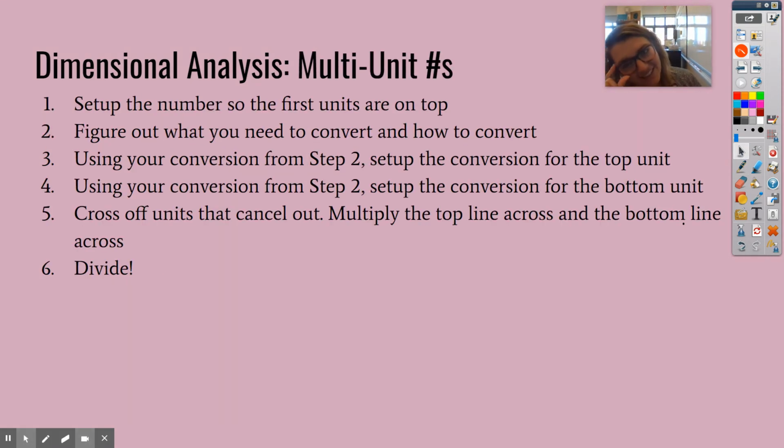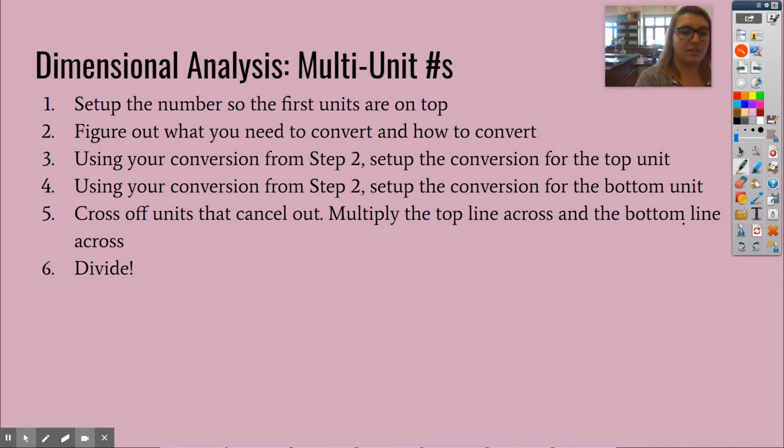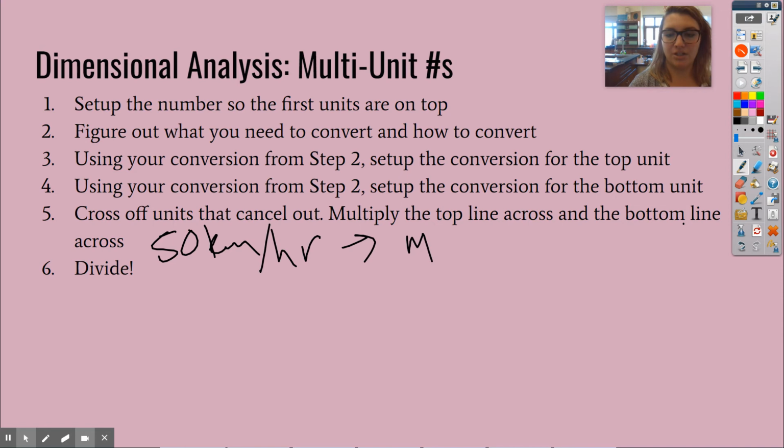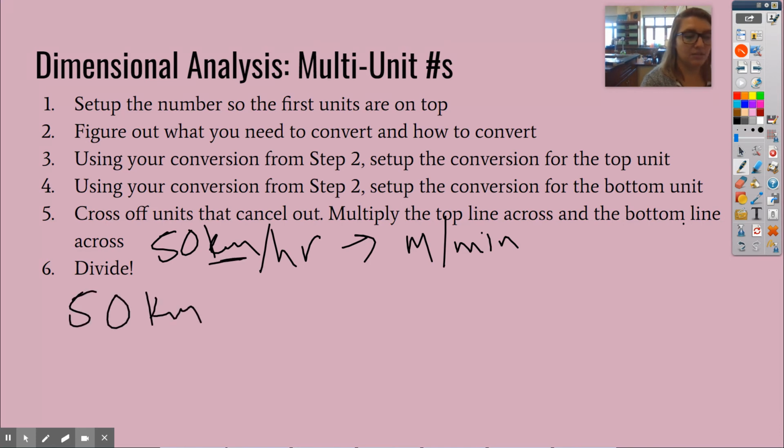All right, so the first thing you really need to do is set up the number so that the first units are on top. So let's say we wanted to convert 50 kilometers per hour into meters per minute. All right, this is a great dimensional analysis problem. So the first thing you need to do is set it up so that the first units are on top. Our first unit here is kilometer, so we're going to do 50 kilometers for every 1 hour.